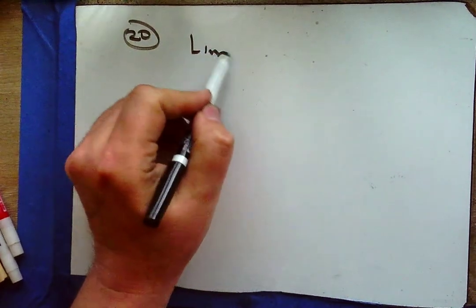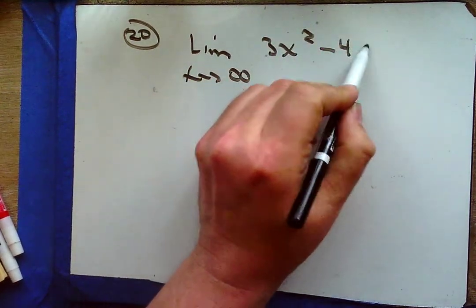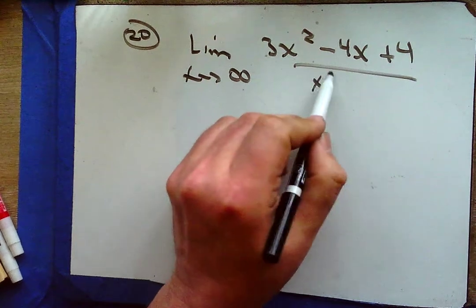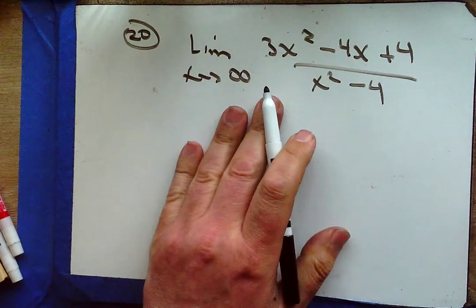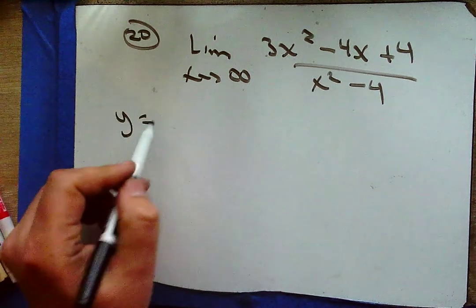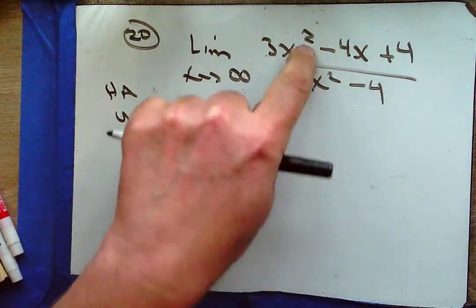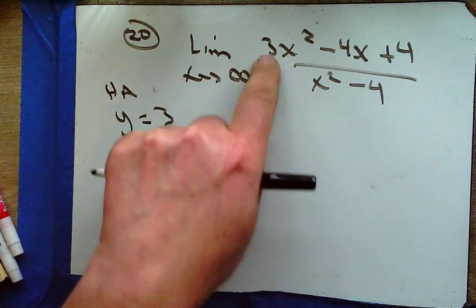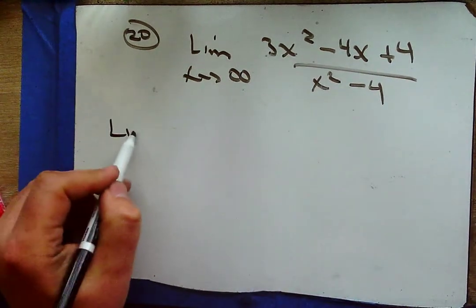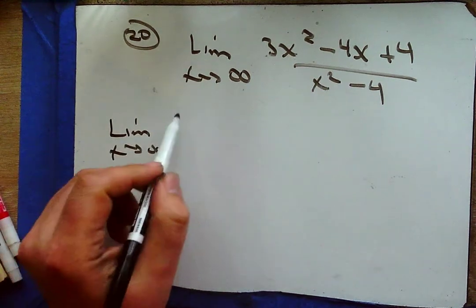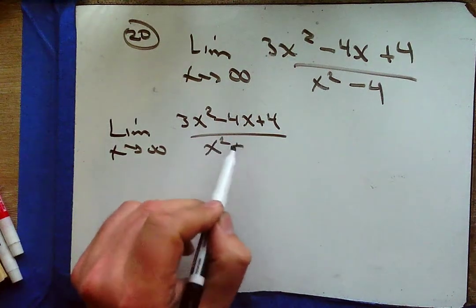20. The limit as x heads to infinity of 3x squared minus 4x plus 4 over x squared minus 4. Now remember, I need you to show, not just say, hey, there's a horizontal asymptote at y equals 3, because I'm looking and I'm seeing the degrees are the same, and so I look at the ratio of leading coefficients. We can't do that on this test. This is a calculus test. Show using the limit.